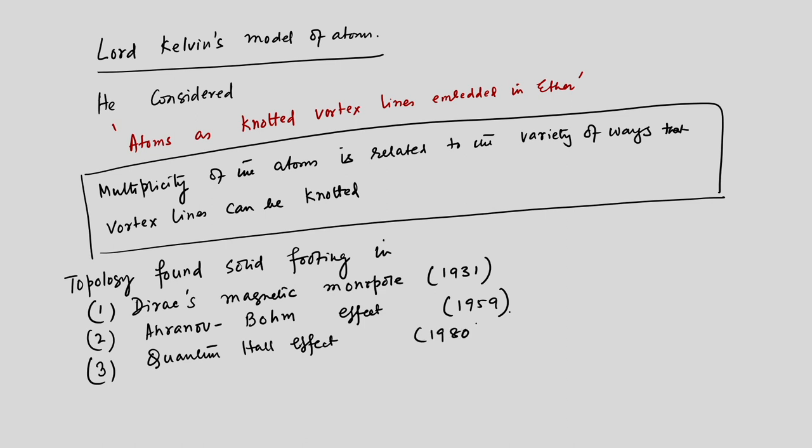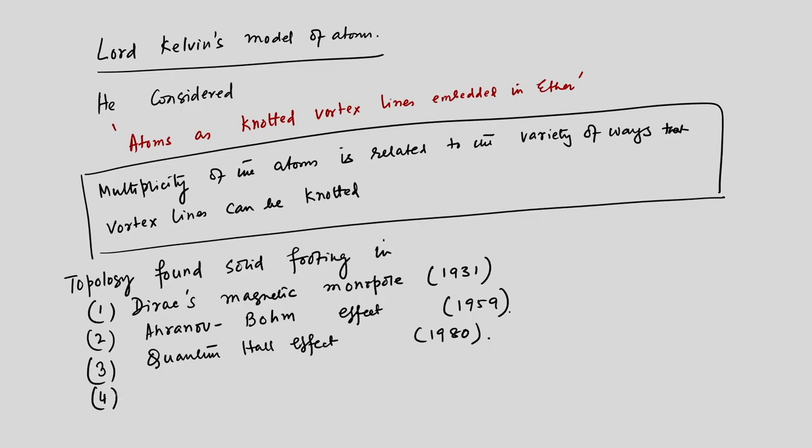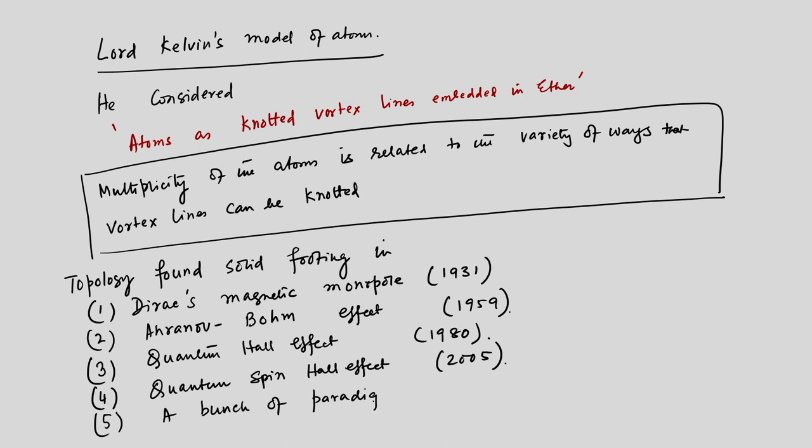Which is 1980. So the first one, as I said, is due to Dirac, and then it was Aharonov and Bohm. Quantum Hall effect was due to Klitzing. And soon after that, Gossard, Stormer and Tsui published the fractional version of it, the fractional quantum Hall effect as it's known. And then we have the quantum spin Hall effect. This is around 2005. And really a bunch of paradigmatic models, or tight binding models.